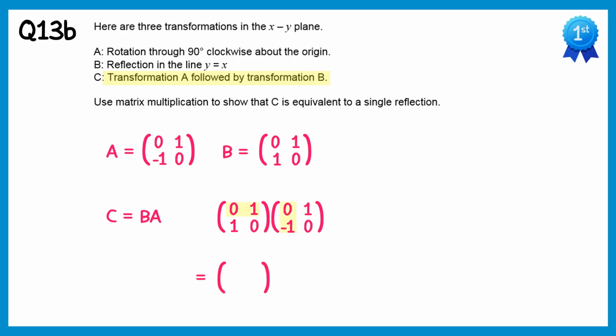So we'll do 0 times 0, add 1 times negative 1, which is negative 1. 0 times 1, add 1 times 0, which is 0. 1 times 0, add 0 times negative 1, which is 0. And finally 1 times 1, add 0 times 0, which is 1. In the question we are asked to show that this is equivalent to a single reflection, and it is. Hopefully you recognise this as a reflection in the y-axis.